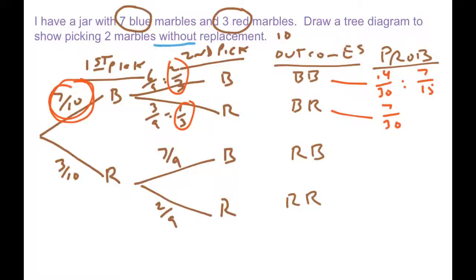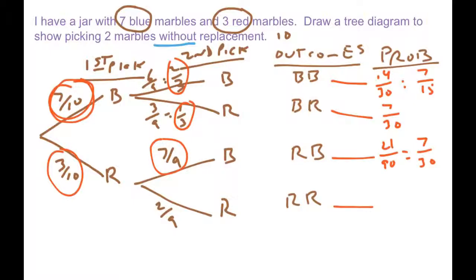Red, blue will be that 3/10 and that 7/9. And that's going to be 21/90. But I can simplify that because they're divisible by 3. 7/30. And then we have red, red, which will be 3/10 and 2/9.